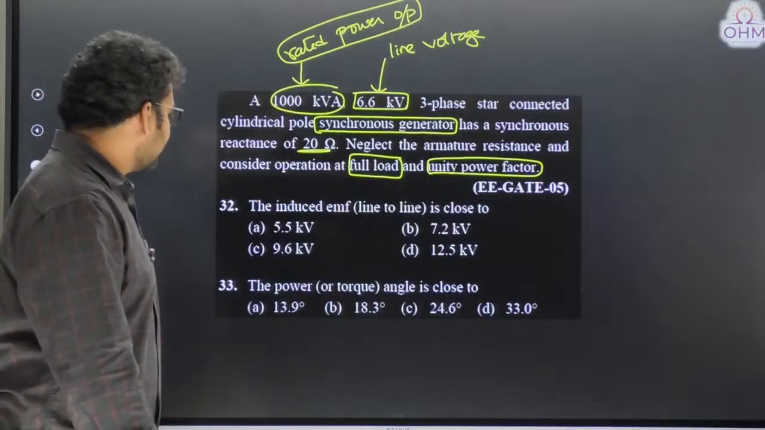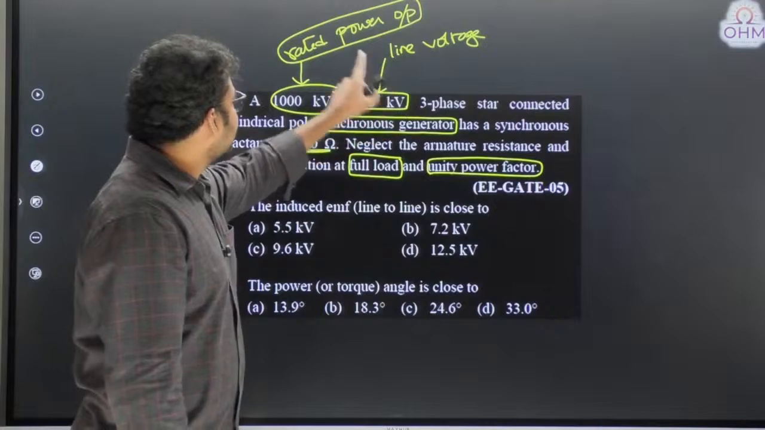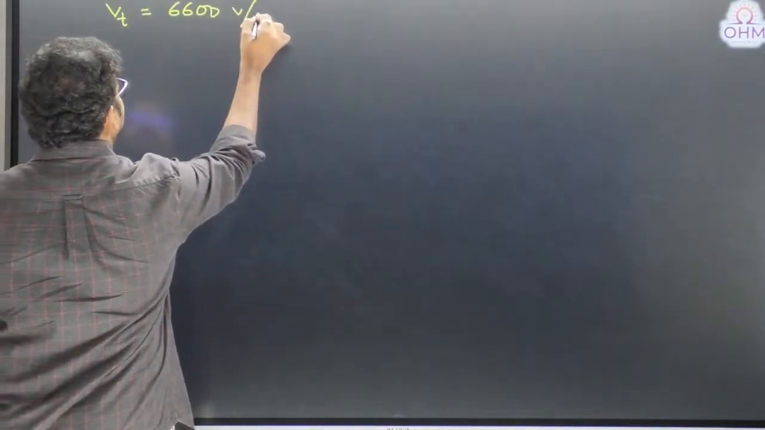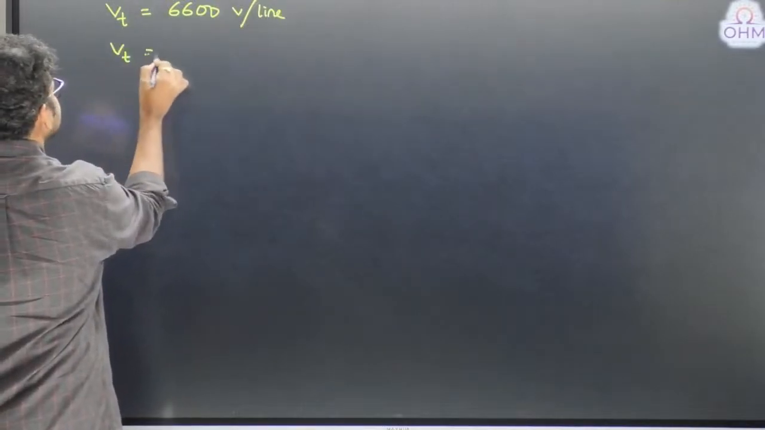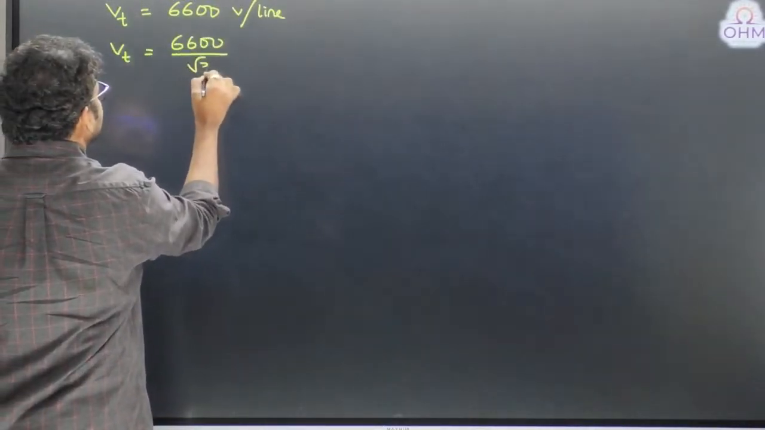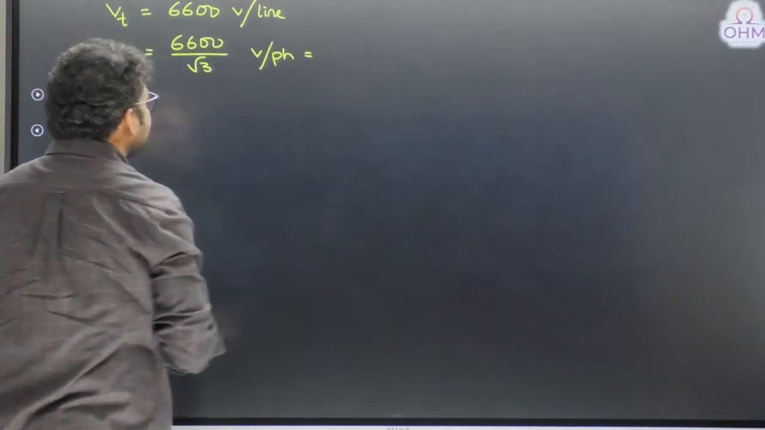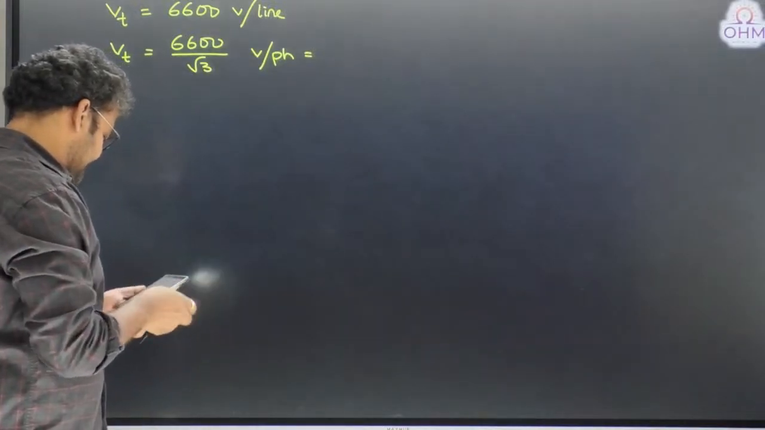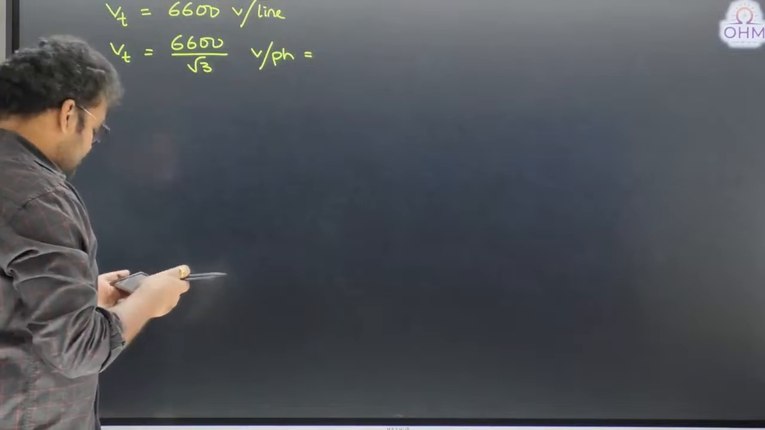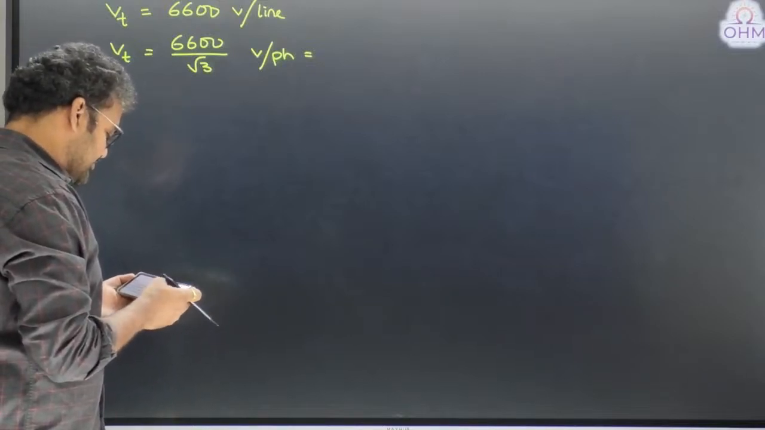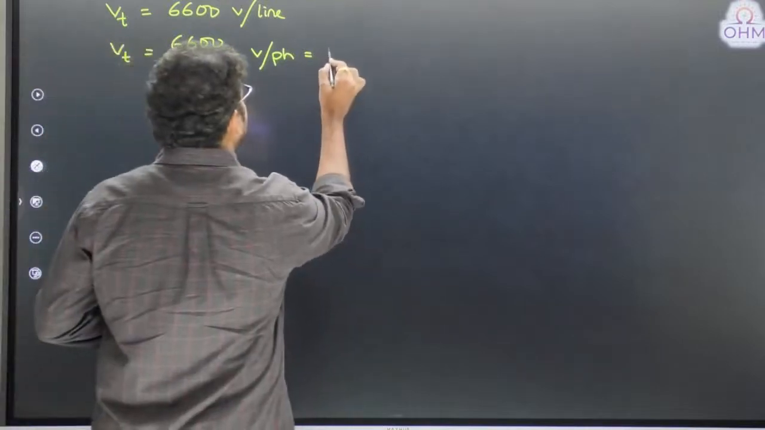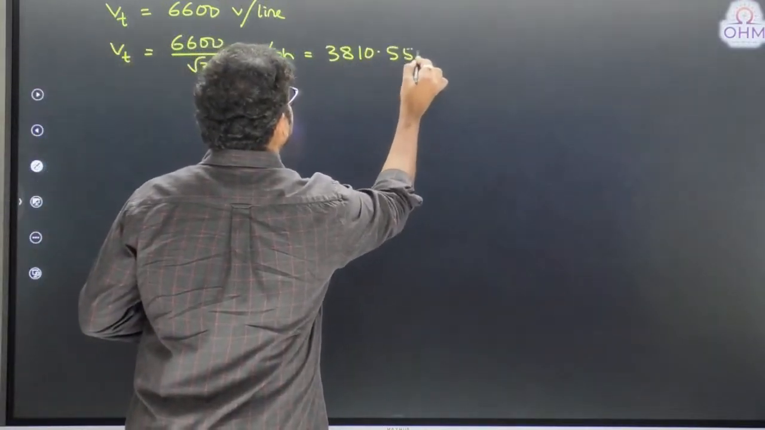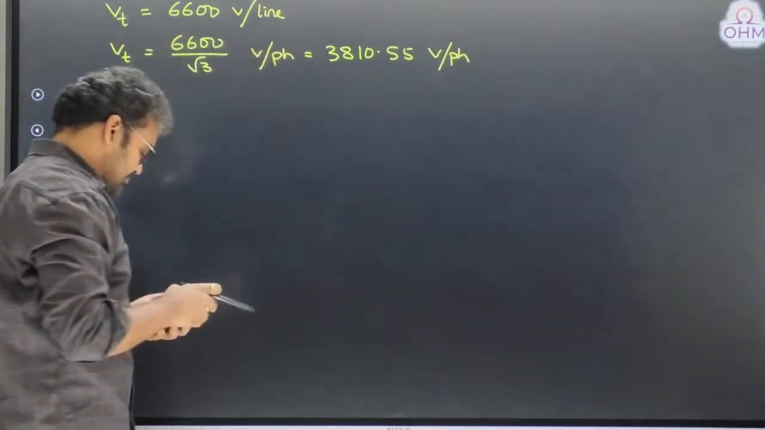That is delta. So first let me try to calculate the current using power and voltage. The terminal voltage is 6600 per line. What is it per phase? 6600 by root 3 volt per phase. Let me use my calculator and simplify this. 6600 by root 3 will become 3810.55 volt per phase. It is a star connected circuit.